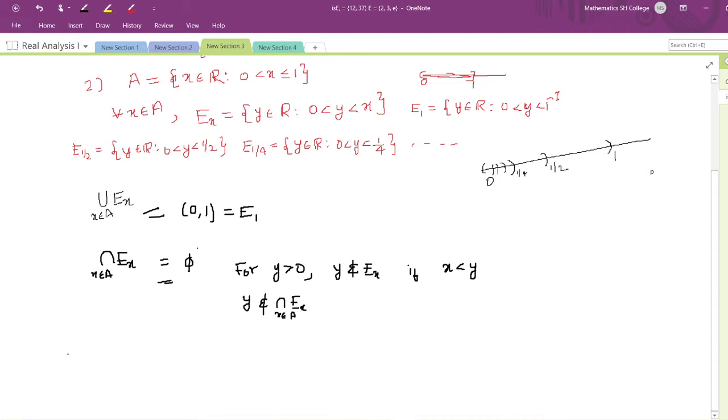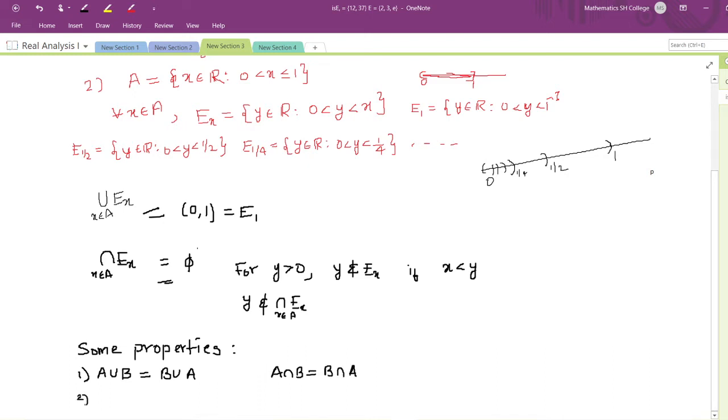Now we will see some properties of union and intersection. You will be familiar with these properties, so try to prove them also. We know that A union B is the same as B union A, and the same with intersection: A intersection B is the same as B intersection A.